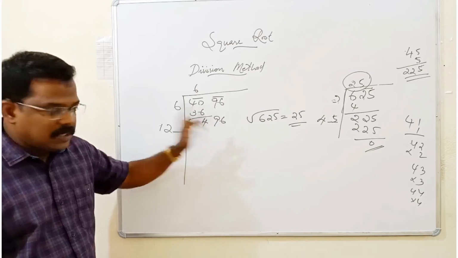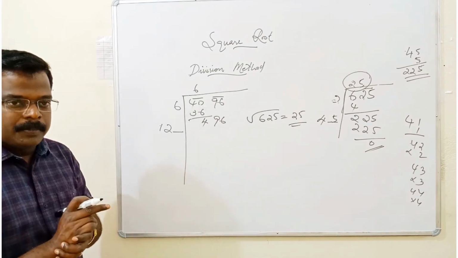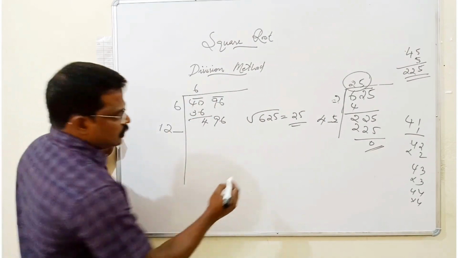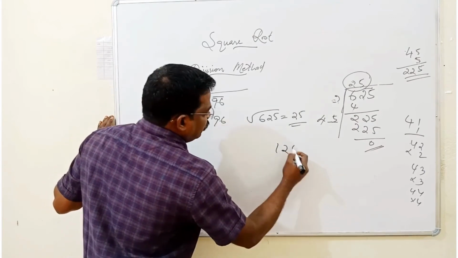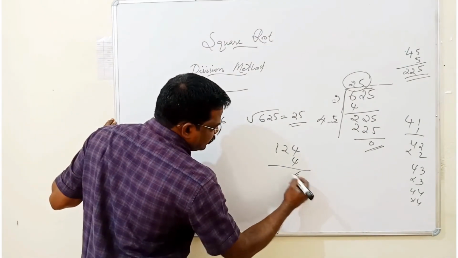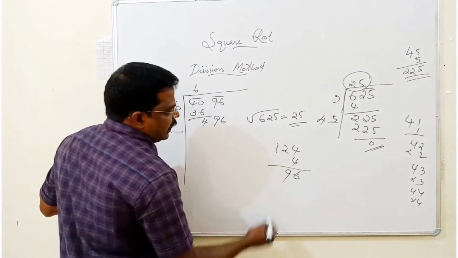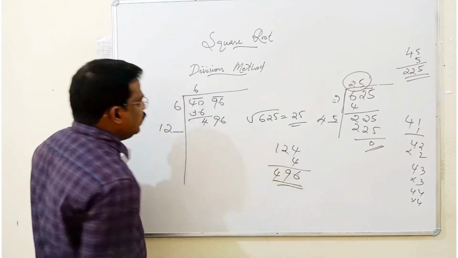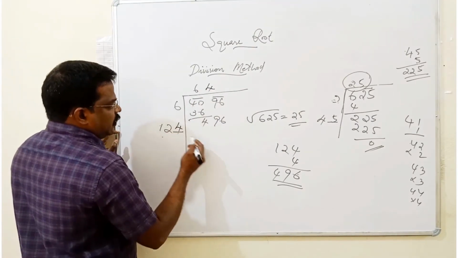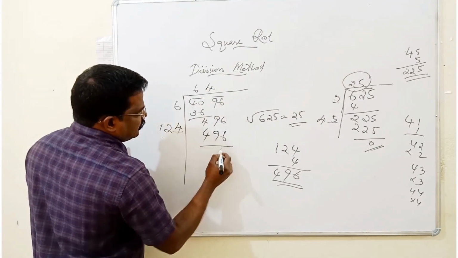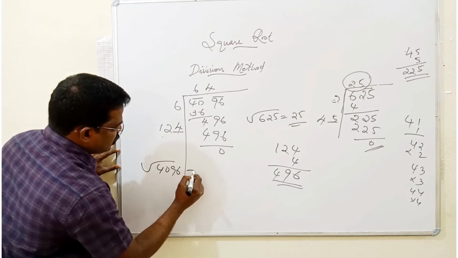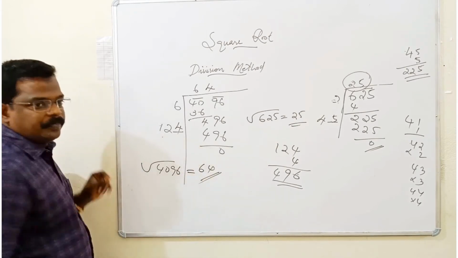So here, the last digit is 6. Which number will come? 4 4s are 16. 4 can be. Just try with the 4. Okay, so after 12 we are writing 4. Then we have to multiply with the 4. This is the way. Again, 4 4s are 16. 2 4s are 8 plus 1, 9. 496. Okay, so what is the quotient? 4. So 4 into 124, 496, remainder 0. Okay, so the square root of 4096 equals 64. This is the method.